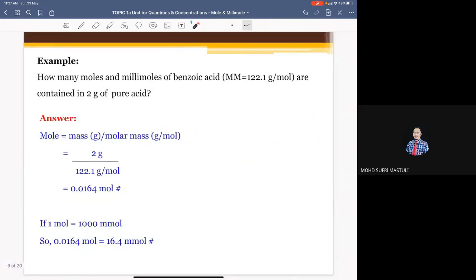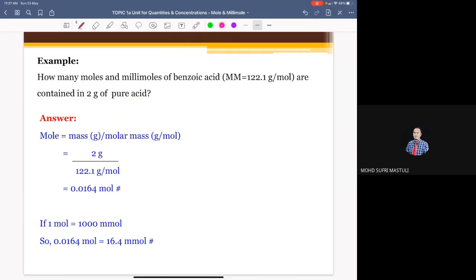Okay, we do some simple exercises related to the mole and millimole. This question asks you how many moles and millimoles of benzoic acid. The molar mass of benzoic acid is given. Calculate the mole and millimole for 2 grams of pure acid.